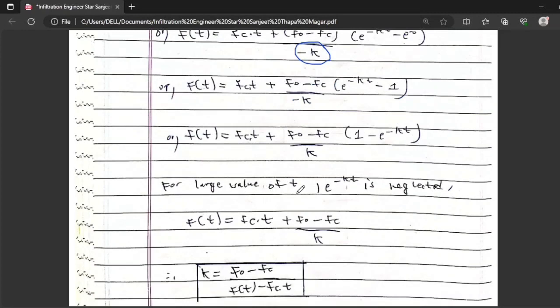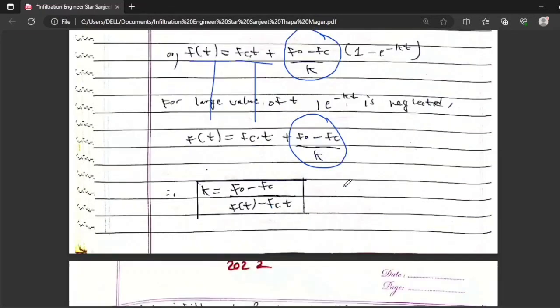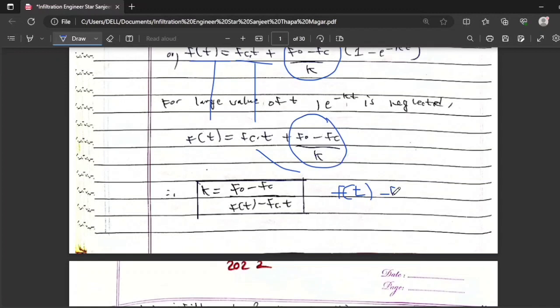For a large value of t, e power minus kt is negligible. If t is large, then this reduces to 0. So Ft is fc t plus, 1 minus 0 is 1, and the remaining is (f0 minus fc) divided by k. So from here, Ft minus fc t equals (f0 minus fc) divided by k, and if this k goes here, then the remaining is f0 minus fc, and this part goes there, so it is Ft minus fc t.